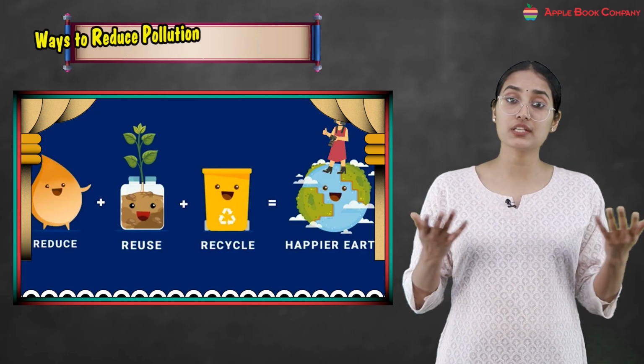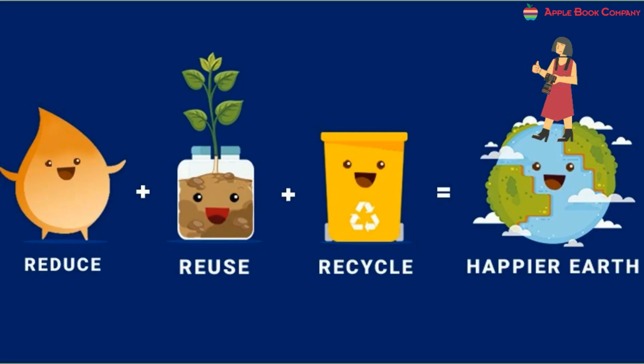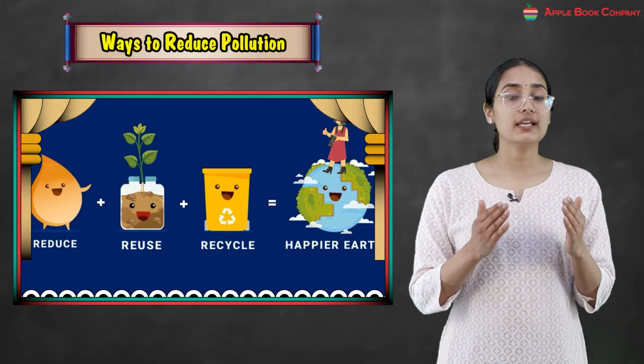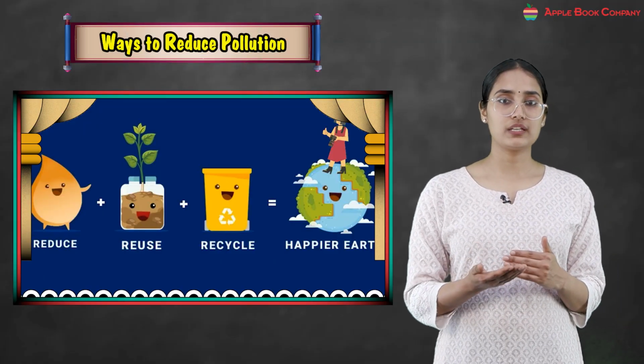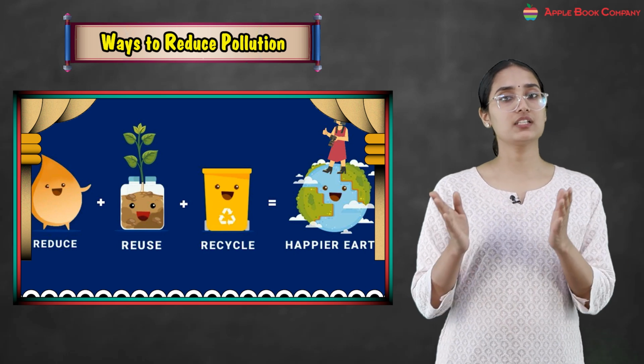Okay, so now let's get to the part where we can learn how to reduce this pollution. So what are the ways to reduce the pollution? First and foremost, reduce, reuse and recycle. Kids, minimize waste by using less, reusing items and recycling materials. Use less and less things, right? And try to reuse items and recycle the material.